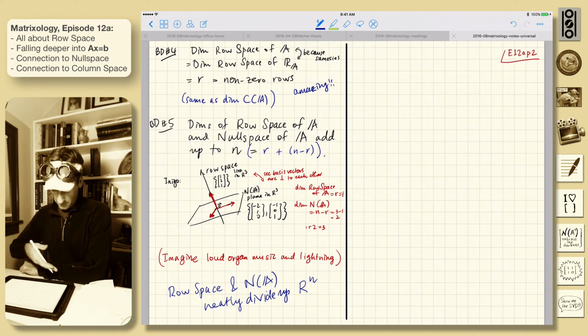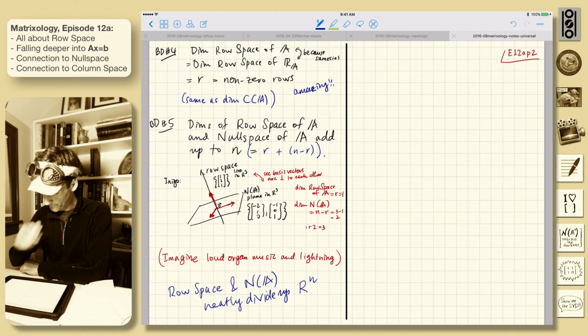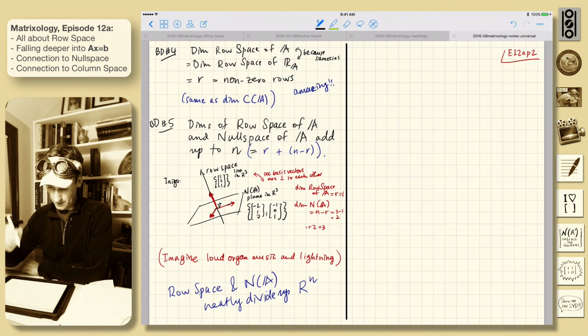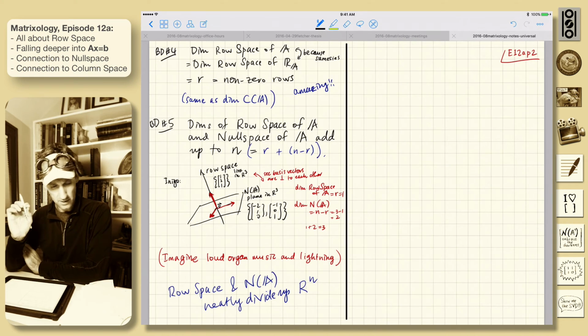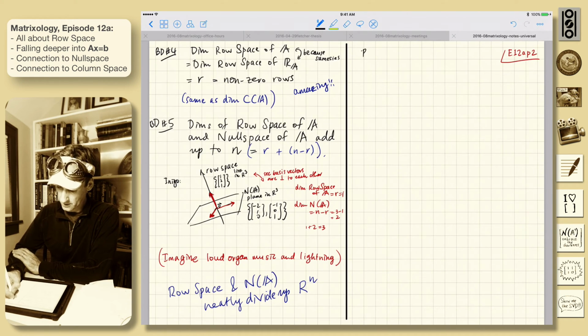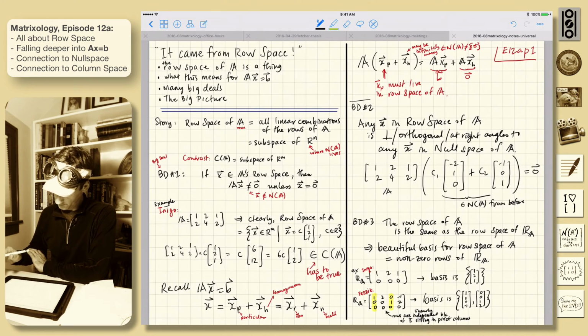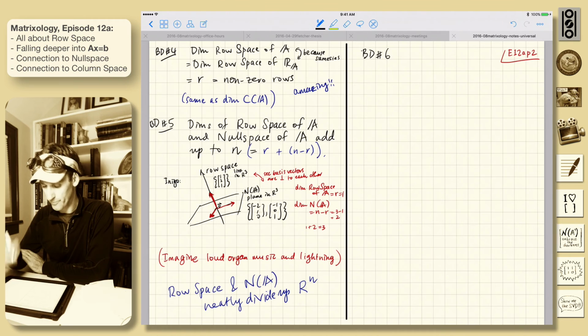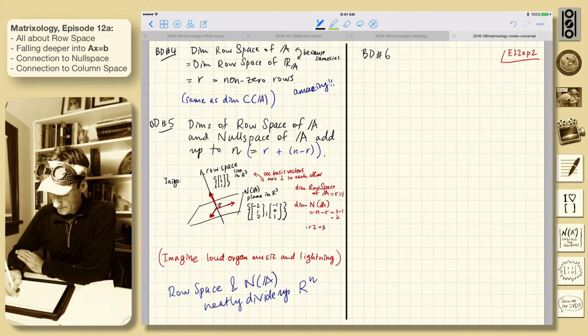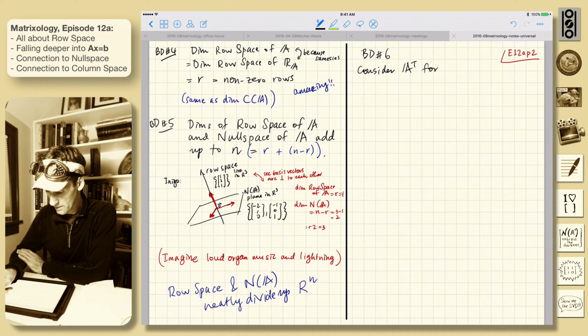Okay, so I've been writing row space, row space, row space. And we're lazy, so we want to have a better notation, and we want to see deeper things. So here's a great thing. This is big deal number 6, I think. Big deal number 6 is, consider A transpose.